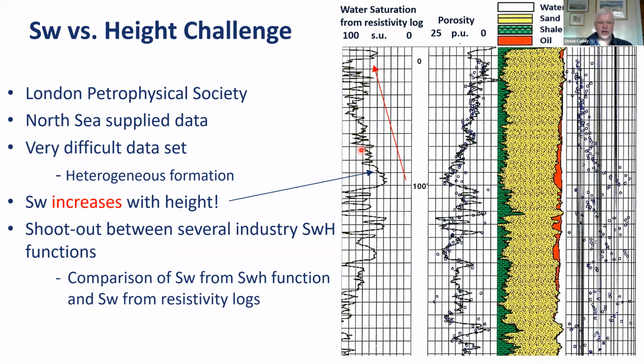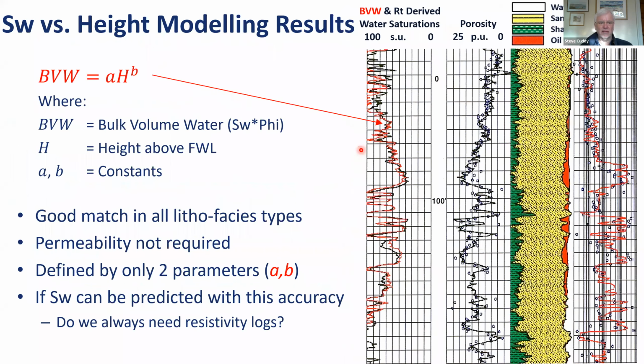So the BVW function is just a simple function of height, and is shown in red. The resistivity derived water saturations via the Archie equation are shown in black. And the comparison is shown here between the red from the function and the resistivity. And there's a very good match, especially there's a very good match in different lithofacies types, even in the high permeabilities and in the low permeabilities.